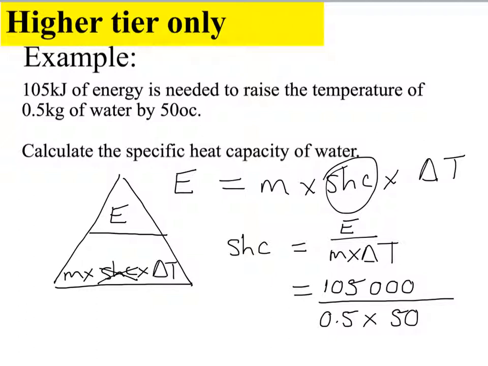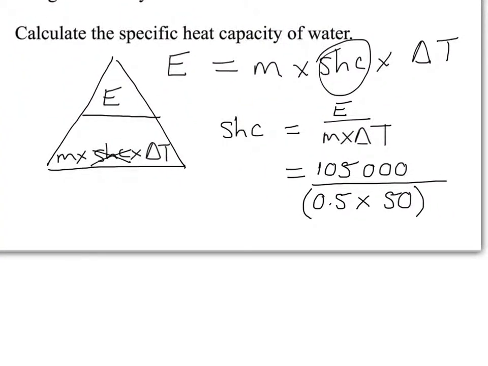The order in which you do your timesing and dividing is important. If you've got a scientific calculator, what you need to make sure you do is put brackets around the mass and the temperature change. If you don't have a scientific calculator, you need to work out this bit first and then do 105,000 divided by the answer that you get. Okay, so time to get the calculator out, plug all of that in, and the answer that you should get is 4,200, and that's joules per kilogram per degree C.